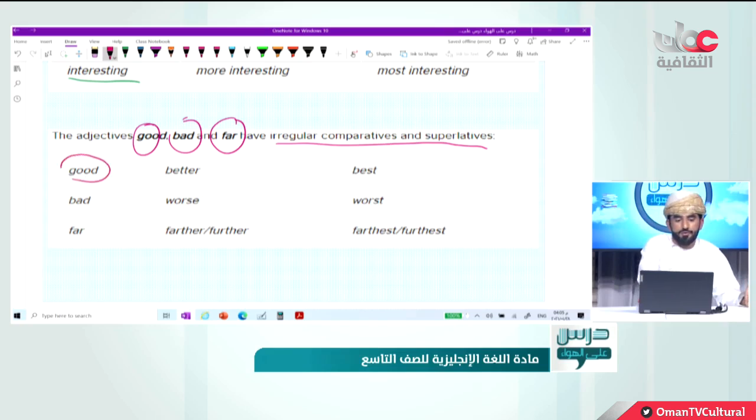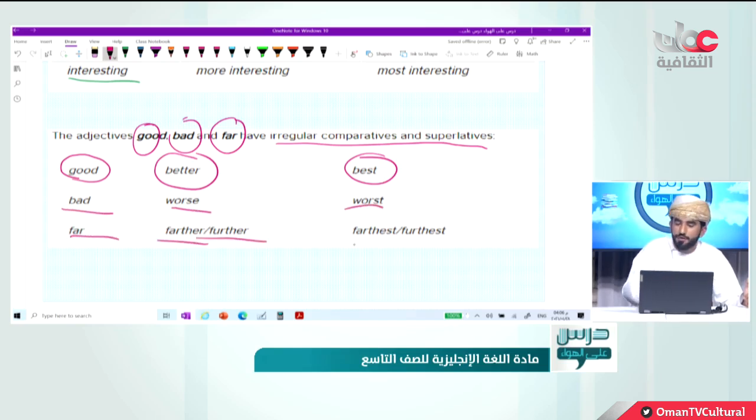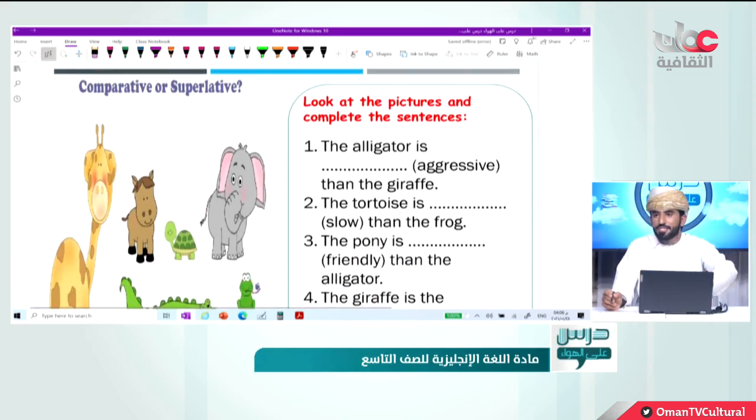Good, if you want to use it, for example, this is a good lesson. But if you want to compare this lesson to other lessons, for example, this lesson is better than the other lessons. Better, have a look, changes. Yeah, full change. And then if you want to make it the best lesson, yes, good, you shift it into best. Similar to bad, worse, worst. Far, farther or further, farthest or furthest. Okay, good? Yes. Right, now we've got this little task.